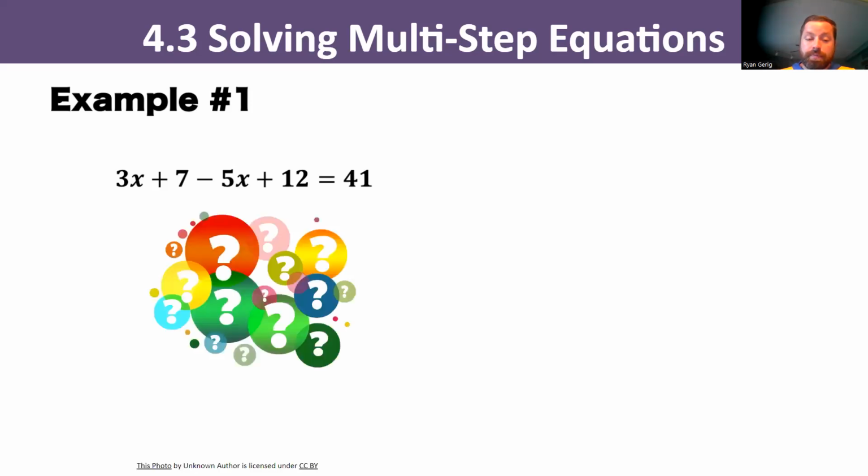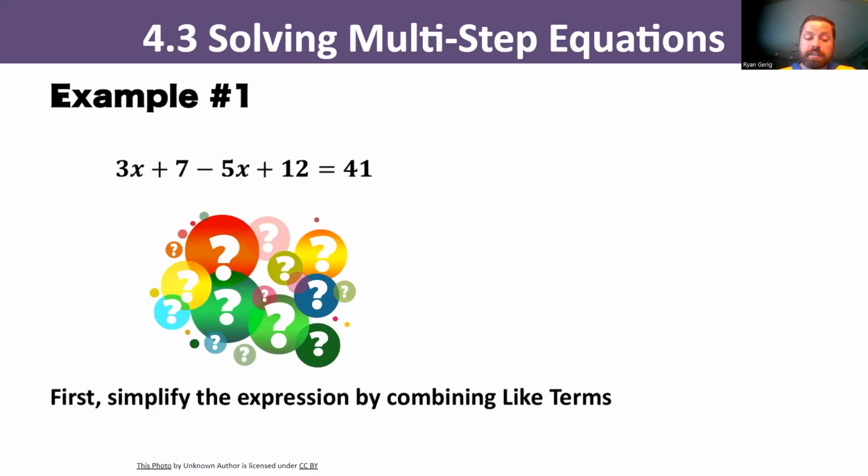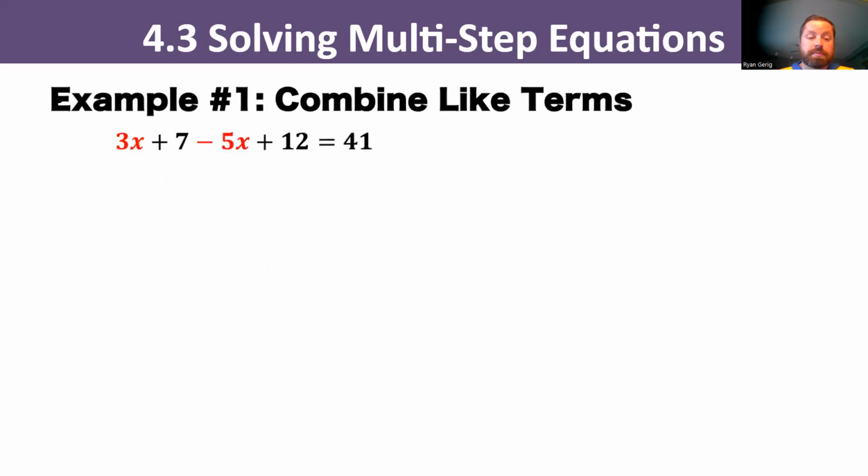So what do we do? Well, we have learned how we can combine like terms in expressions and come up with an equal expression on the left-hand side there. So we're going to do that. We're going to simplify the expression by combining like terms. Well, my like terms here are 3x and negative 5x, also 7 and 12. So we're only looking at the left-hand side right now. We're not looking at that 41.